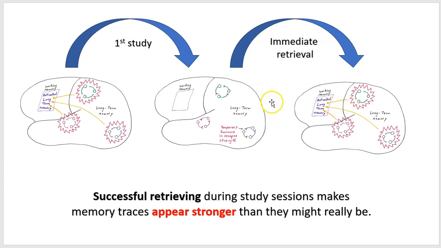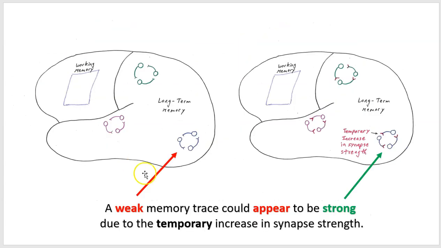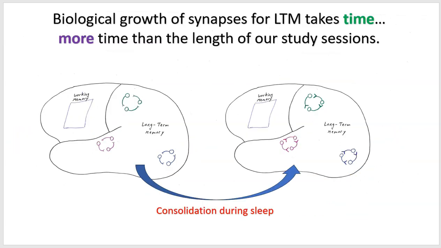And to us, when we're studying, we might think that we know the information. I was just reading the information. I put the book down for a moment. I can retrieve that information easily. Well, that easy retrieval may be due to this temporary strengthening of the synapses amongst the neurons in the memory traces. So we need to be careful here. A weak memory trace could appear to be strong because of this temporary increase in synapse strength.